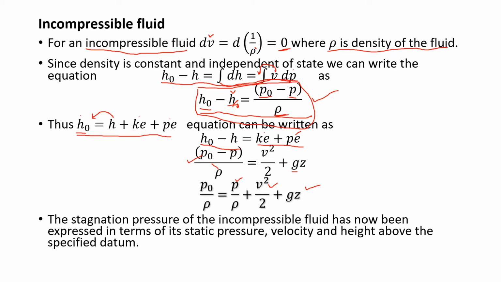On the left hand side we have stagnation pressure, and on the right hand side we have static pressure plus kinetic energy plus potential energy. The stagnation pressure of the incompressible fluid has now been expressed in terms of its static pressure, velocity and height above the specified datum.